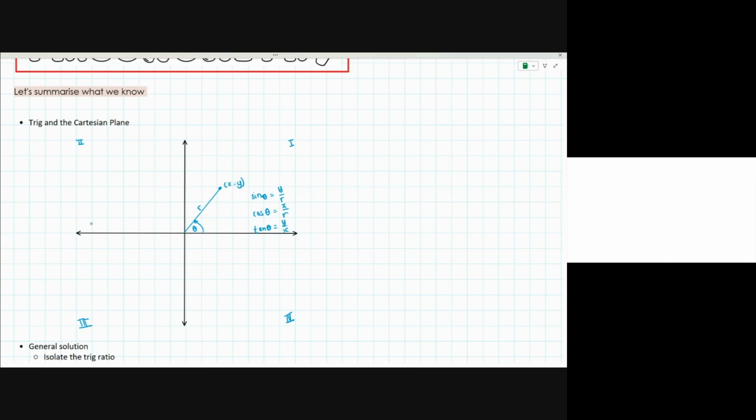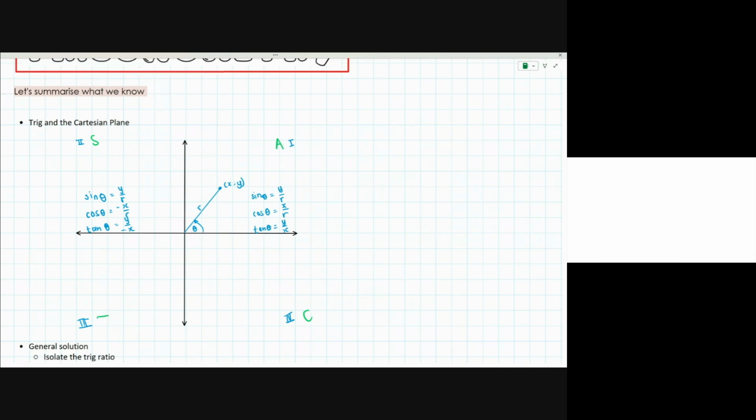But what now happens when we move into quadrant 2 is the x value is now negative on the negative x-axis. So sine remains just y over r because y is still positive and the radius is always positive. However, cos becomes negative x over r, and tan becomes y over negative x. This is why we say in quadrant 2, sine is positive, and this is where the CAST diagram comes from.